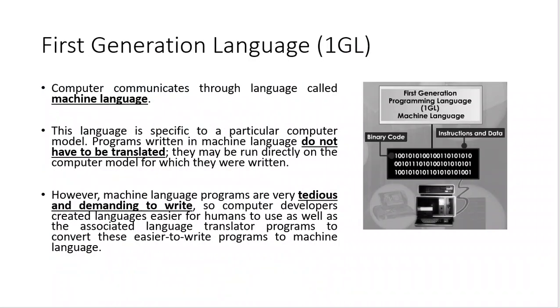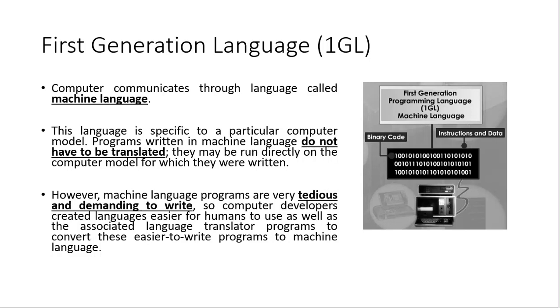Okay, this is the first generation language, 1GL. Computer communicates through language called machine language. Ini adalah language yang paling bawah. Okay, kita panggil machine language. So this language is specific to a particular computer model. Programs written in machine language do not have to be translated. Maksudnya first GL ni first generation language, dia tidak perlu translation. They may be run directly on the computer model for which they were written.